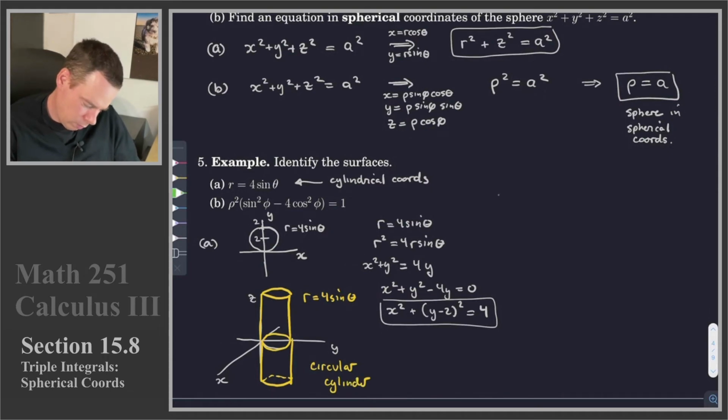Okay, what about the next one? I'll put a divider line here. That next surface, B. So this one's in spherical coordinates because we can see the rho and the phi there. So this is spherical coordinates.